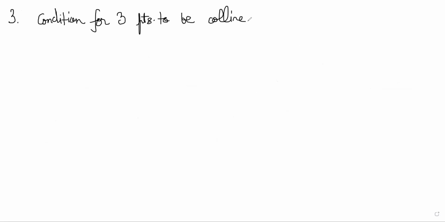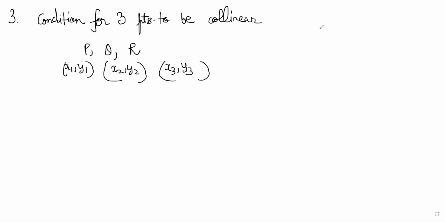Now, the third thing is, what is the condition for 3 points to be collinear? Suppose you're given 3 points, P, Q, and R. What can you say when P, Q, and R are collinear? What can you say about them? Collinear means they lie on the same line.